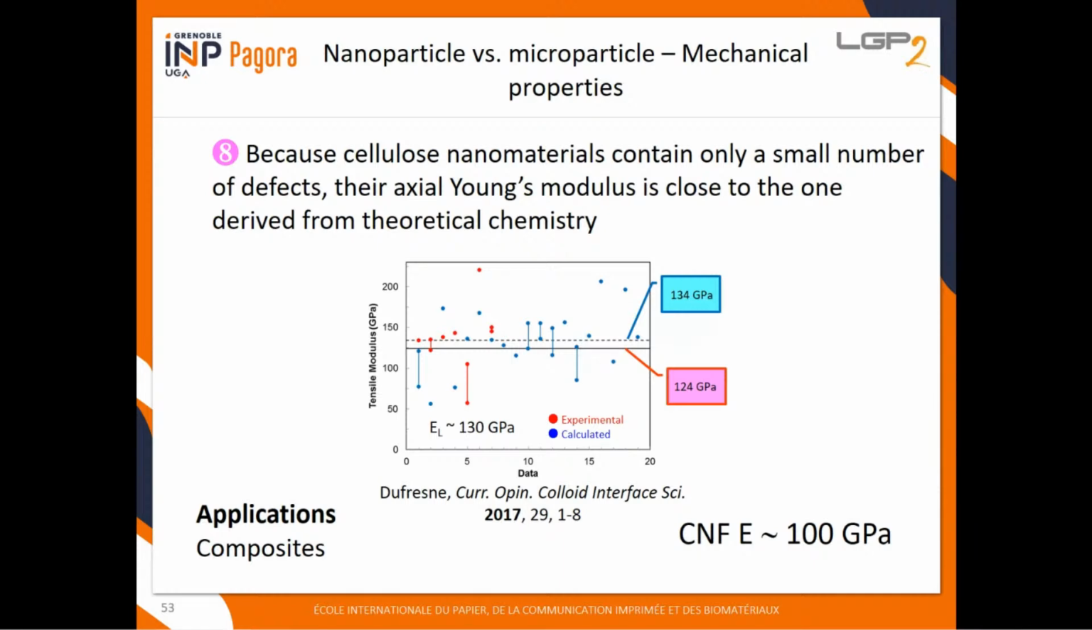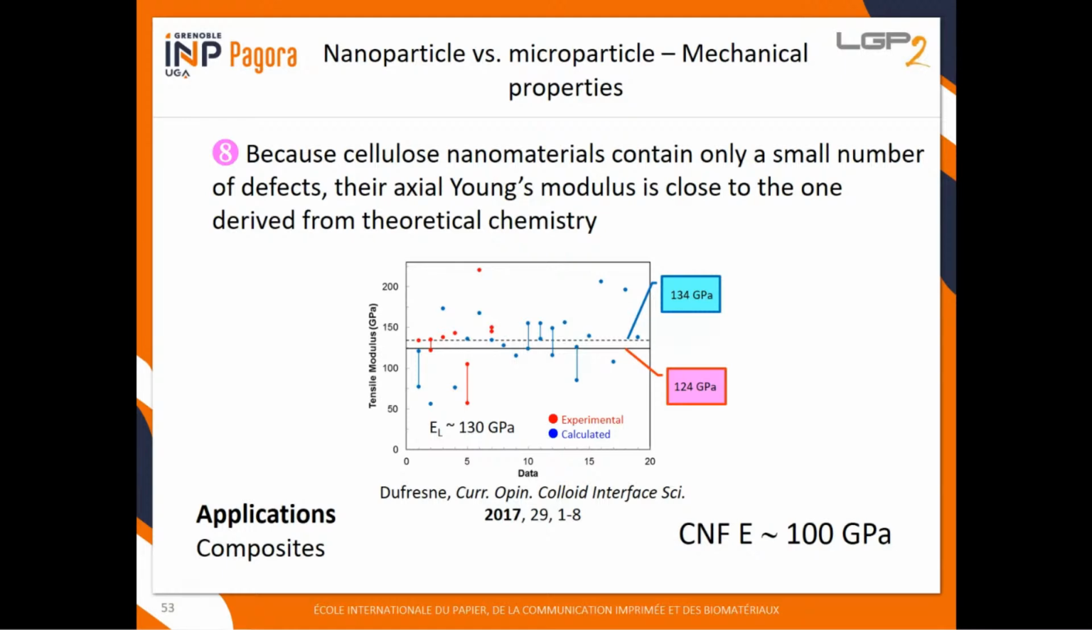You have here the tensile modulus. So for different publications, it was obtained experimentally, or it can be obtained by calculation. Of course, you can see that there is a broad range of values because it's quite difficult to determine the stiffness of this nano object. But when looking at the average value, it's around 130 gigapascal.